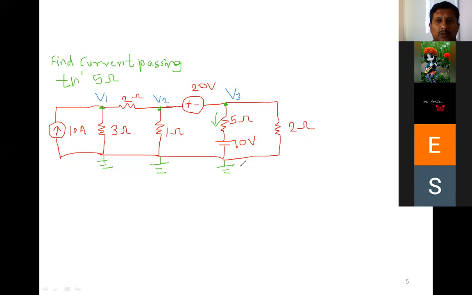Identify the number of principal nodes. One of the nodes you have to choose as the ground node, and for the remaining principal nodes, you have to assign the node voltages with respect to ground. That is V1, V2, V3. Now the next step is what? Third step: apply Kirchhoff's current law at V1. Yes, KCL you have to apply at each and every principal node.